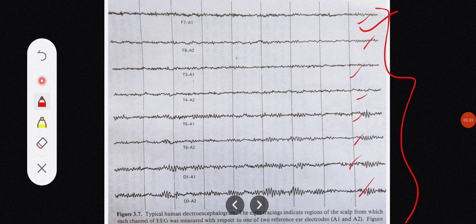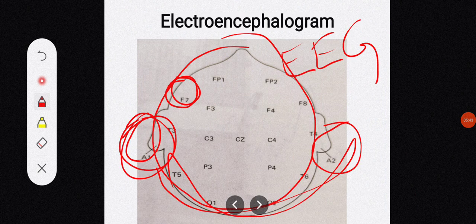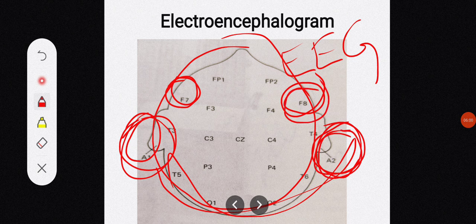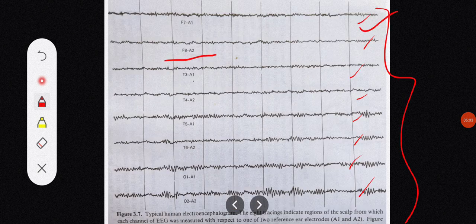Similarly, if you see the second tracing, F8A2, what is it representing? It is representing that the measuring electrode is at the F8 point, like the measuring electrode is here, and A2 is representing the reference electrode. This is the reference electrode. So if you put the reference electrode here and the measuring electrode here, you will get an electroencephalograph waveform like this for a particular situation.